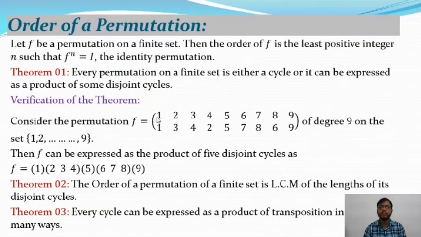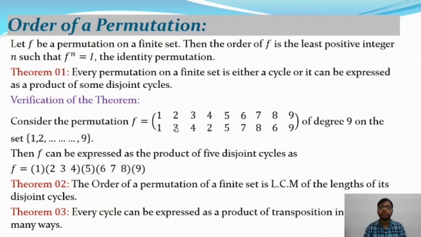So the elements of F are 1 to 3 and up to 9, where 1 goes to 1, 2 goes to 3, 3 goes to 4, 4 goes to 2, 5 goes to 5, 6 goes to 7, 7 goes to 8, 8 goes to 6, and 9 goes to 9. So these are the elements in the codomain set as well as the domain set of degree 9 on the set 1 to 9. So then F can be expressed as a product of 5 disjoint cycles.